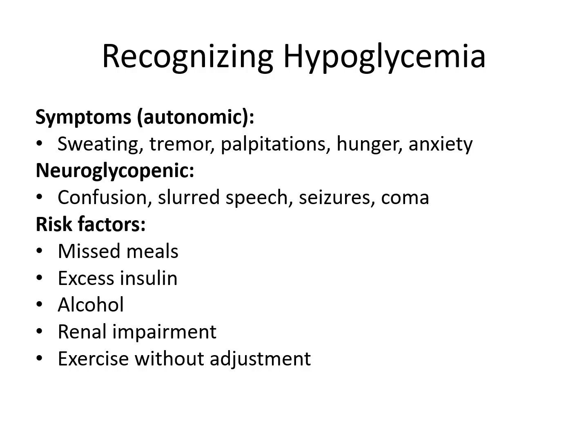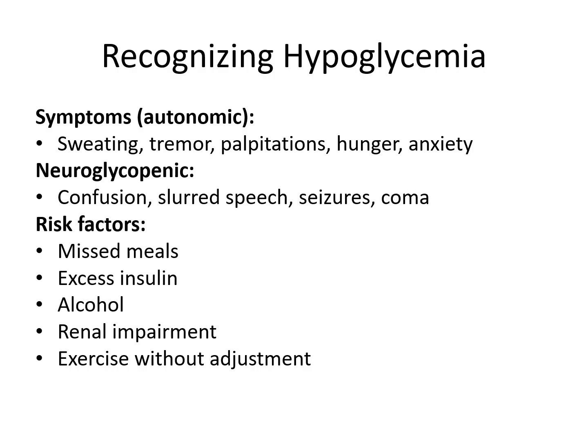And what are some of the risk factors? Missed meals are, of course, the most common. If insulin is given, but the carbohydrate intake does not match, that's going to lead to hypoglycemia. Excessive insulin dosing, of course, will increase the risk. Alcohol is important because it impairs hepatic gluconeogenesis, so the liver cannot release glucose effectively. Renal impairment reduces insulin clearance, so that can prolong its action. Exercise increases glucose utilization, so insulin doses have to be adjusted with increased physical activity.